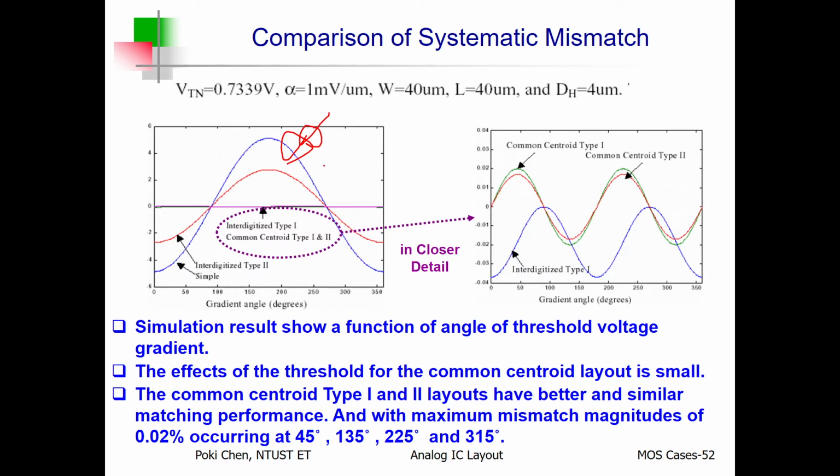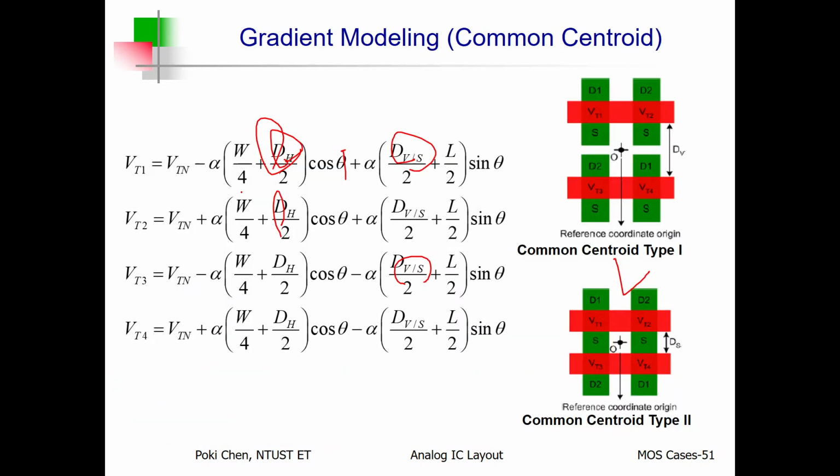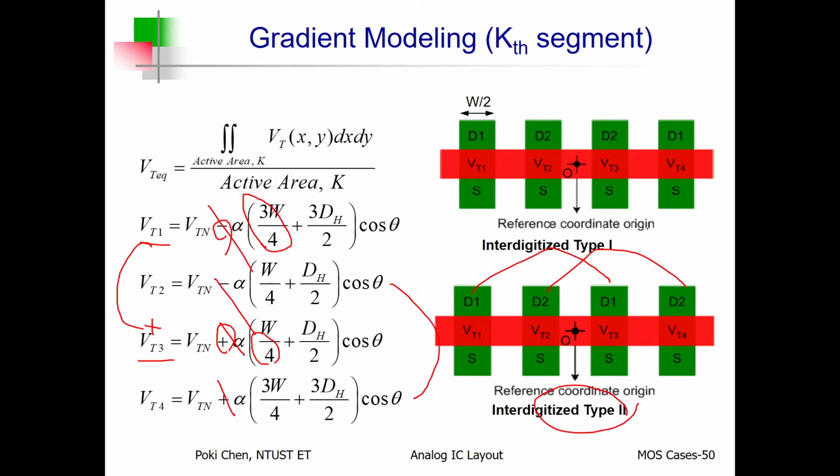Then who gets the second worst? Without any common sense, just think, which also doesn't have a common sense layout requirement? This one, right? Interdigitized type 2, because you have 1, 2, 1, 2, even though its dispersion is better than type 1.